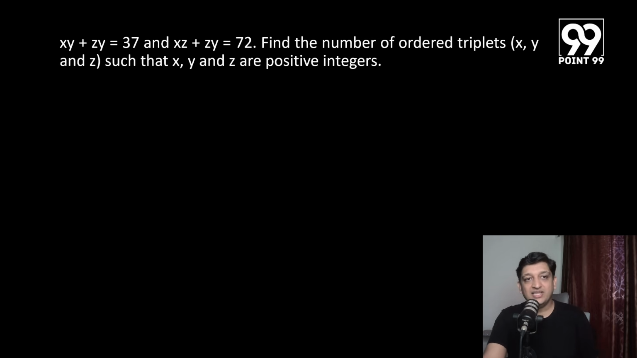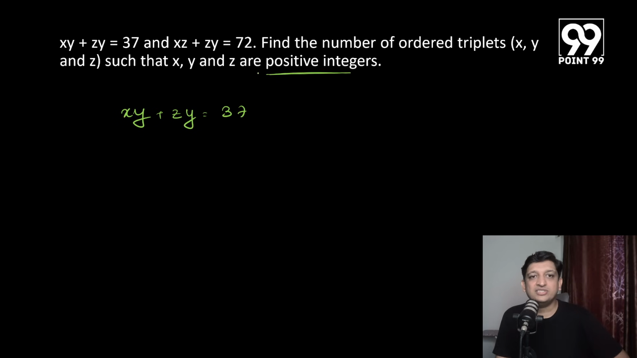Let's look at this one now. xy plus zy equals 37 and xz plus zy equals 72. Now this is what we have. So what can we understand from this? So a lot of people will try to take something common, then you will try to take values and then you will try to solve this. But we also know that x, y, z are positive integers. So that can also make our life slightly easier, and we will try to make our life easier by using that very approach. So we have xz plus zy equals 72 and xy plus zy equals 37.